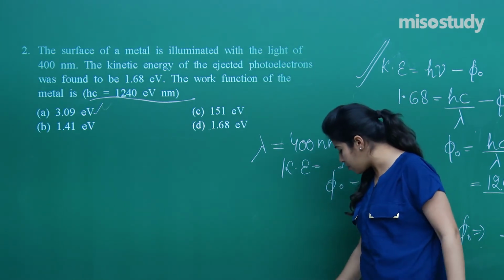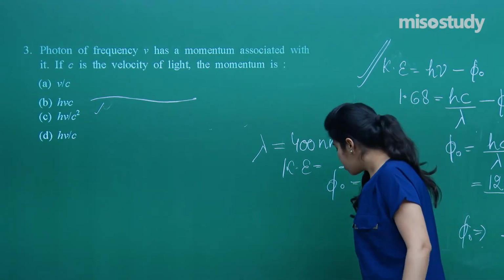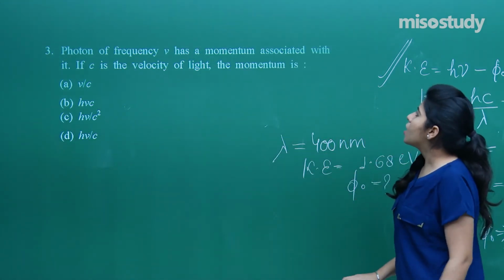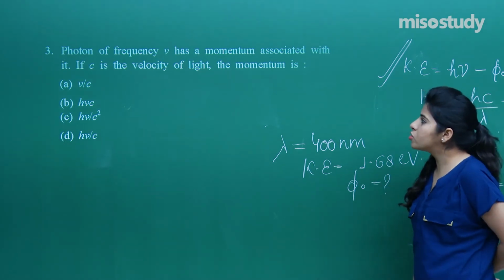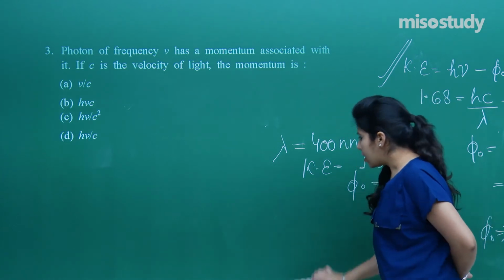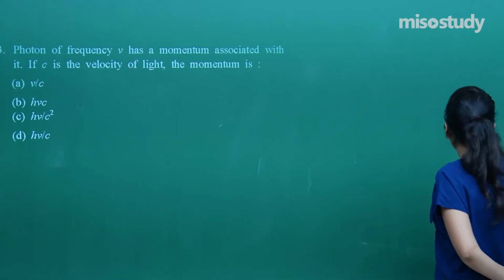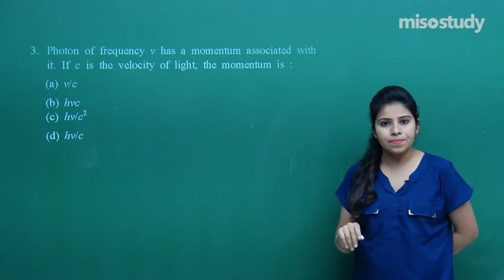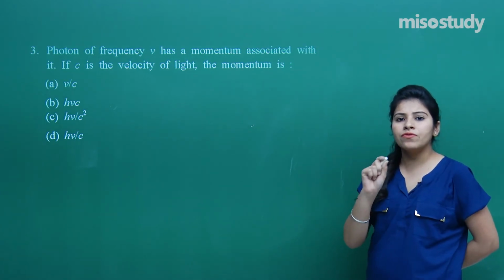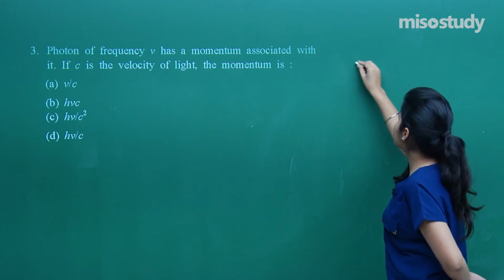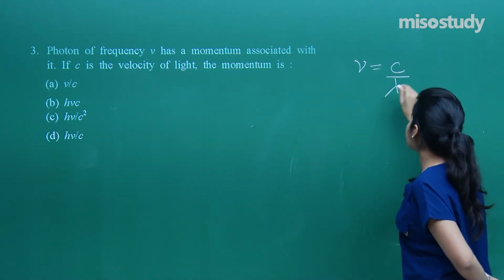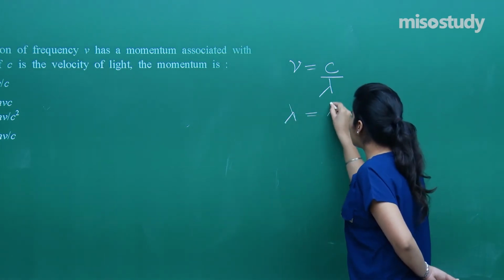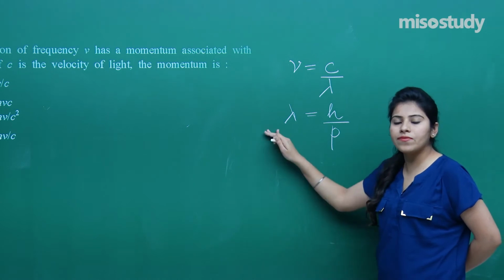Now let us see question number 3. It says that a photon of frequency nu has a momentum associated with it. If c is the velocity of light, what is the momentum? We know there is a relation between frequency and wavelength, nu equals c by lambda, and there is one more relation, lambda equals h by p, the relation between wavelength and momentum.